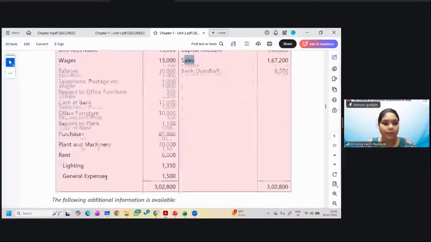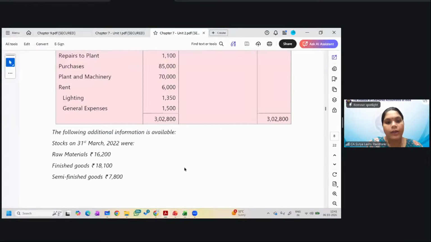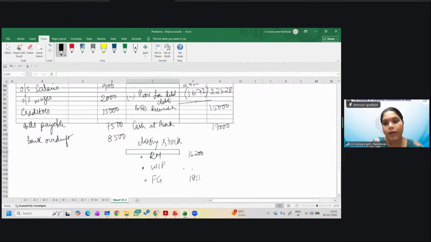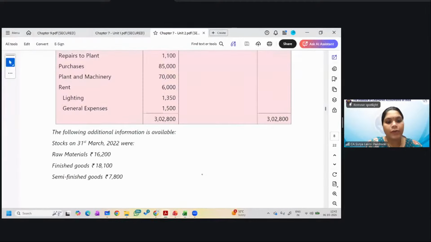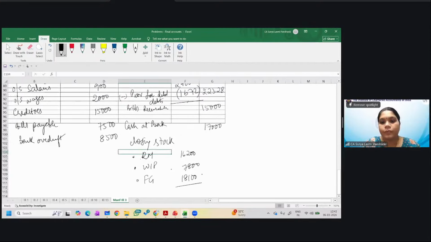Going back to the question. Yeah. So we have raw material 16,200. Then finished goods is 18,100. Semi-finished goods is 7,800. Together, what is the closing stock? Total closing stock is how much? Calculate the total closing stock, all 3 together. 42,100. Okay.